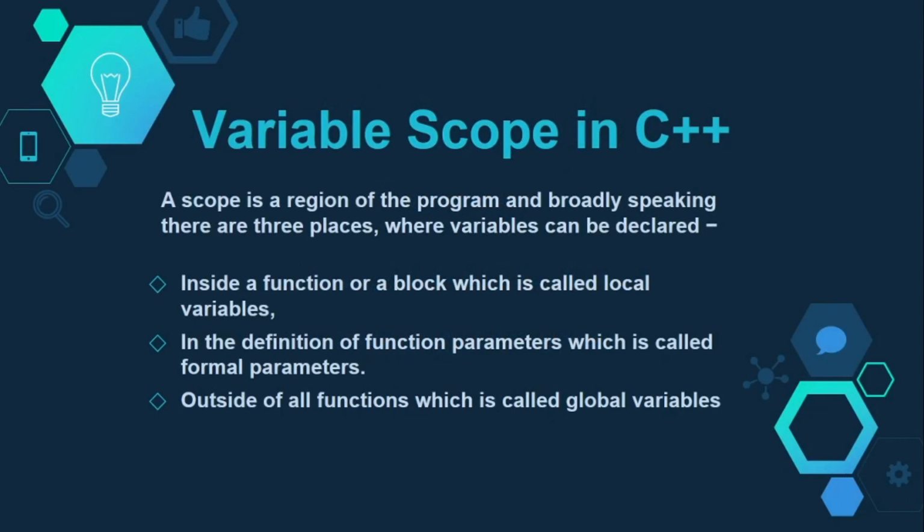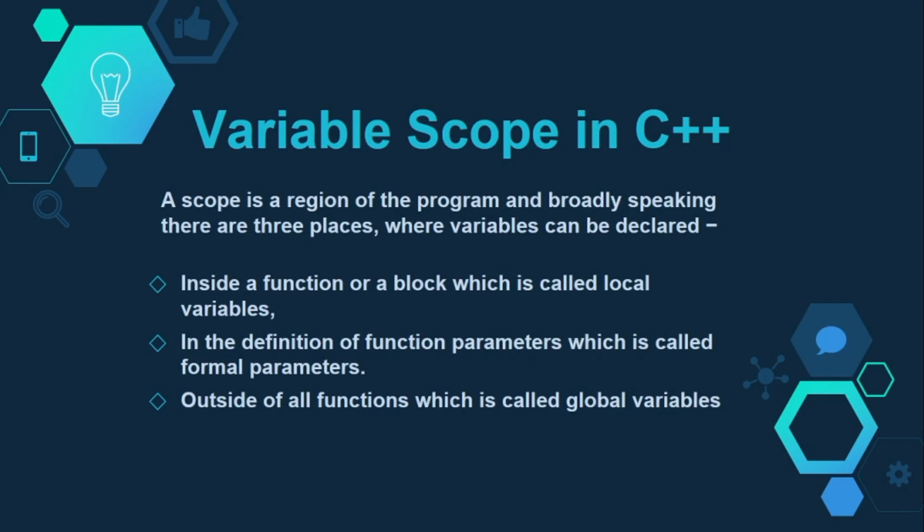A scope is a region of the program, and broadly speaking, there are three places where variables can be declared. First, inside the functions or a block, which is called local variables. In the definition of the function parameters, which is called formal parameters. Outside of all functions, which is called the global variables. So, we will learn what is a function and its parameter in subsequent chapters.